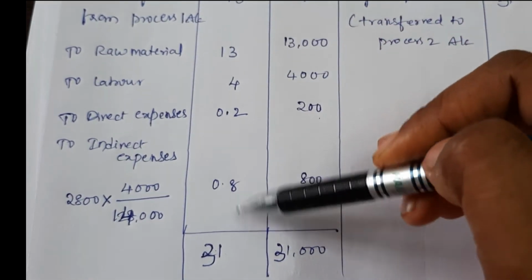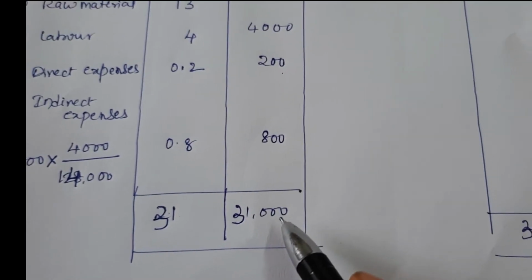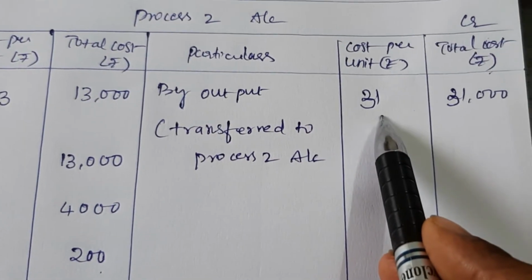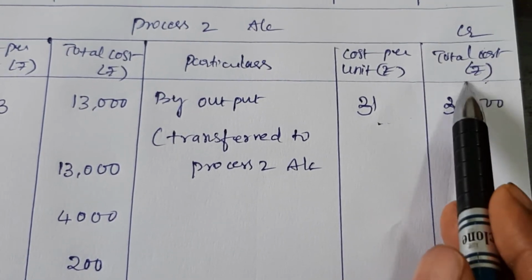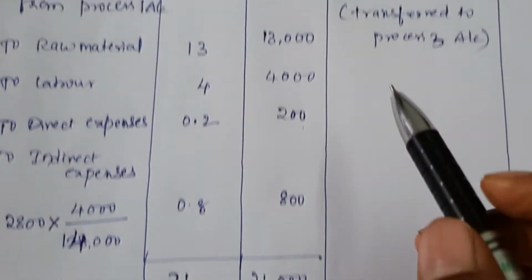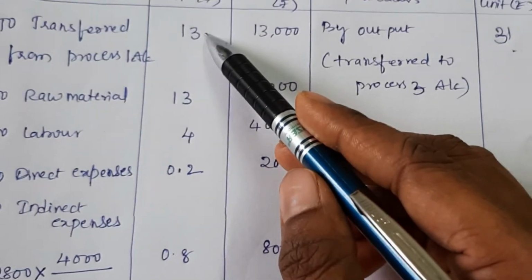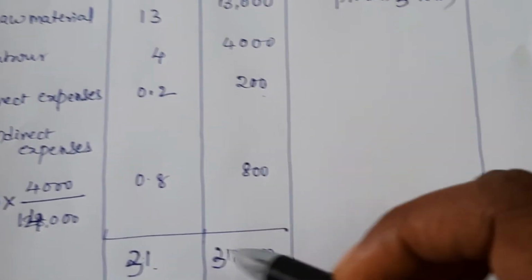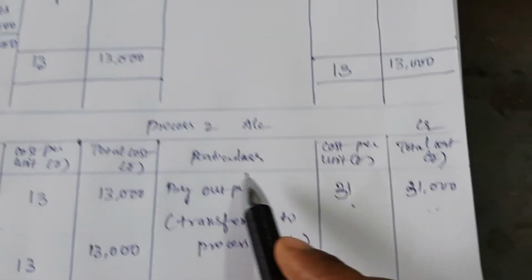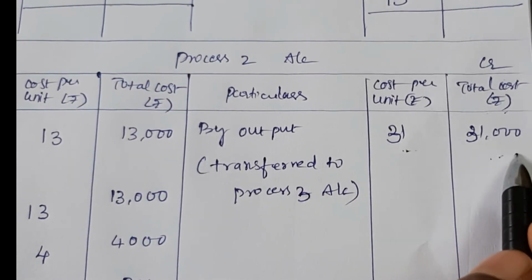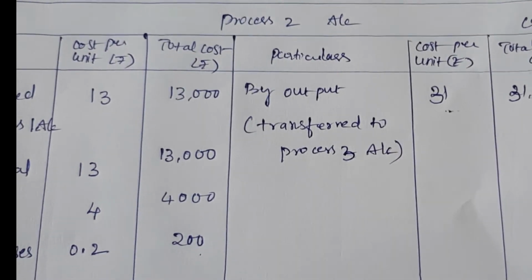When you make the sum of all these things, you will get 31,000 total cost, and this will be the output for process 2: 31 rupees cost per unit and 31,000 total cost, and that will be transferred to the process 2 account. When you make the total of cost per unit and total cost, this will become 31 and this will become 31,000, and this is going to be the final output of process 2, 31 and 31,000, and this will be transferred to process 3 account.